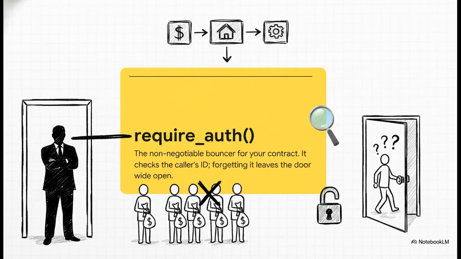Your smart contract has some really powerful functions, ones that can move money or change who owns what. I want you to think of require auth as the big, tough bouncer standing at the door of every single one of those functions. His only job is to check the ID of whoever is trying to get in. If you forget to put this bouncer on duty, literally anyone can just waltz right in. Forgetting this is like leaving the vault door wide open with a giant help yourself sign on it.